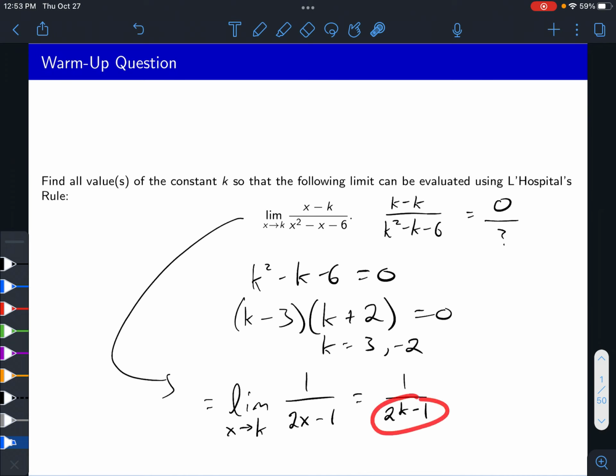This would be a problem if our denominator was equal to 0. If the denominator was equal to 0, this limit would end up being undefined. It'd be like infinity from the right and negative infinity from the left. But k can only be equal to 3 or negative 2 anyway, so this is either going to be equal to 1 over 2 times 3 minus 1, which is 5, or 1 over 2 times negative 2 minus 1, so negative 5. So it's either going to be 1/5 or negative 1/5. But here, at this point, we're just doing more than we're asked.